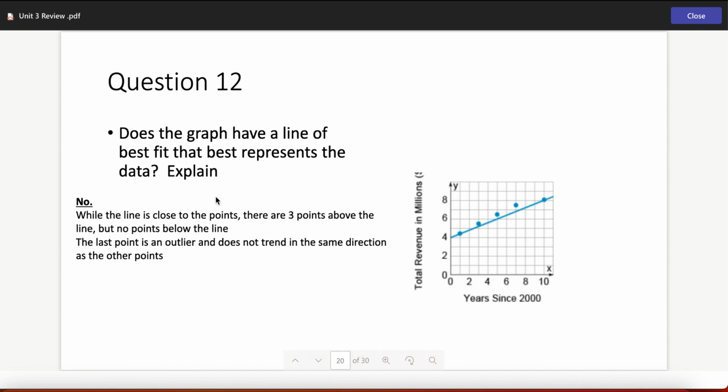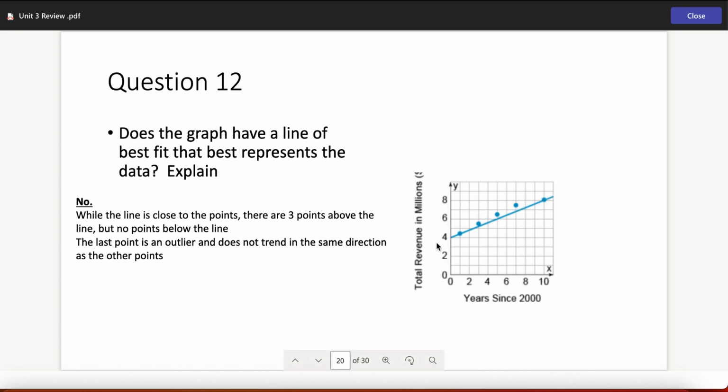While the line is close to the points, there are 3 points above the line, but no points below the line. The line is drawn here below, but there are 3 points above it. And the last point is an outlier and does not trend the same direction as the other points. It's kind of curving a little.